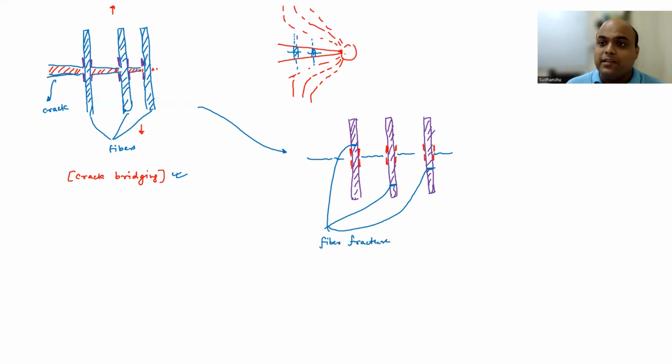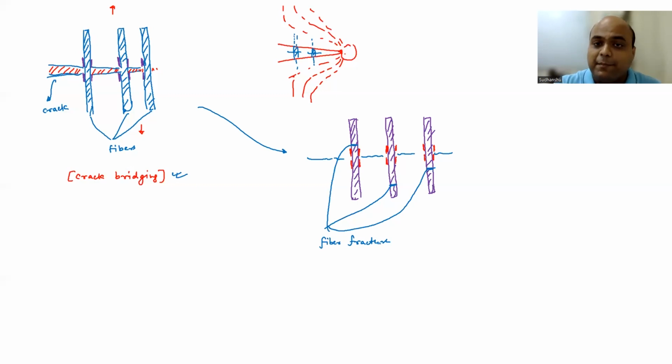So after crack bridging, now this fiber is going to take load. Eventually, these fibers are also going to fracture. And when that happens, your whole composite is going to fail. So this is how it happens, right? It starts with the debonding, then crack deflection, then crack bridging, and finally you're going to have fibers which are taking this load. So fiber fracture is going to occur, and finally you're going to fail the composite.